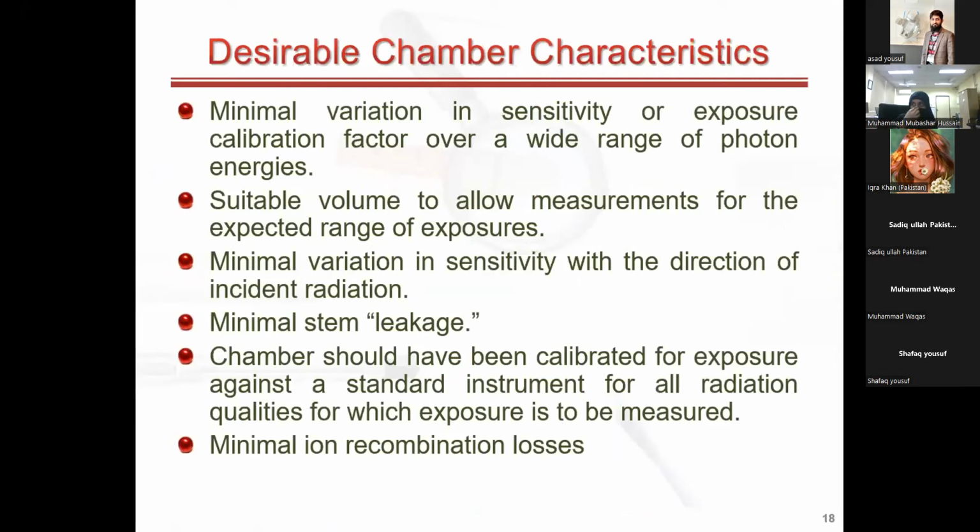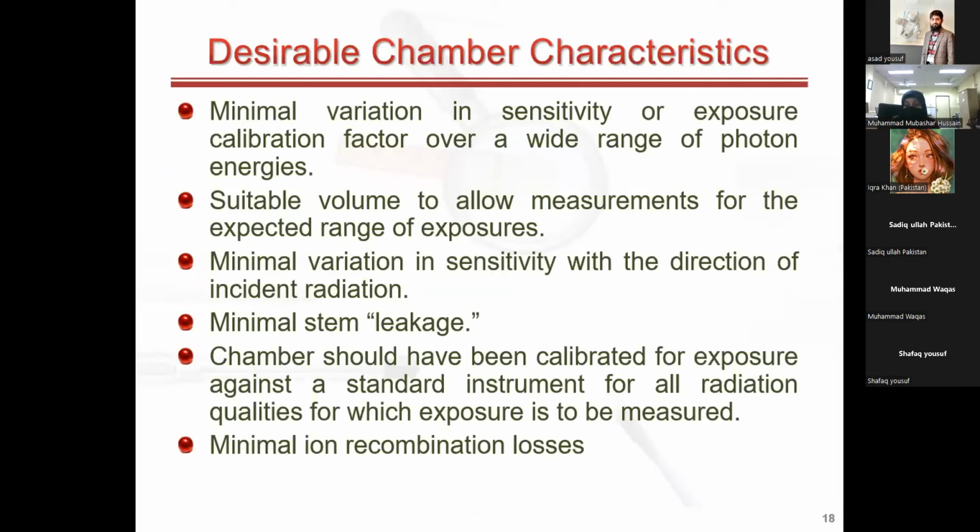So thimble chambers have many advantages over the free air ion chamber. The first advantage that I would like to describe is its compact size. Its size is very compact as compared to the free air ion chamber, because in the free air ion chamber, there is a bulky box of lead.